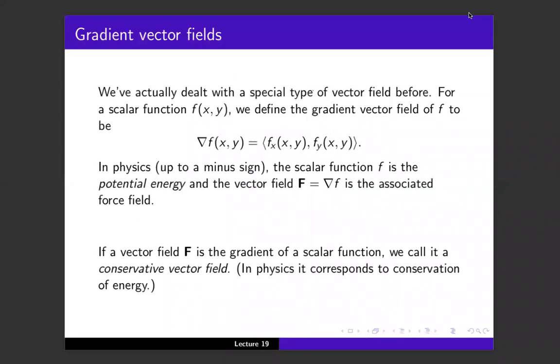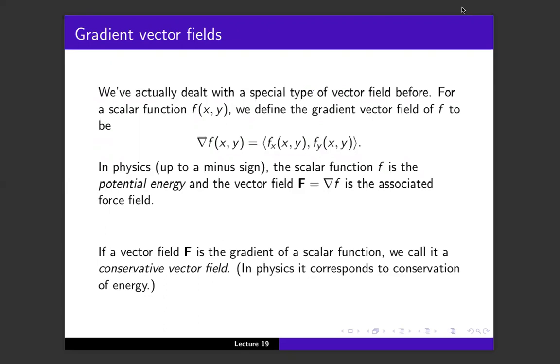Now, this shouldn't be that alien of a concept in some ways, because we've already seen at least one kind of vector field before. Namely, this is a function where you take in two numbers and it gives you back a vector. And that's the gradient, right? The gradient, which we've denoted by nabla f or del f, takes in two numbers and gives you back two numbers. Now, in physics, that scalar function is called the potential energy. Strictly speaking, it's the negative of that thing which is the potential energy. And the vector field, the gradient, is the associated force field.